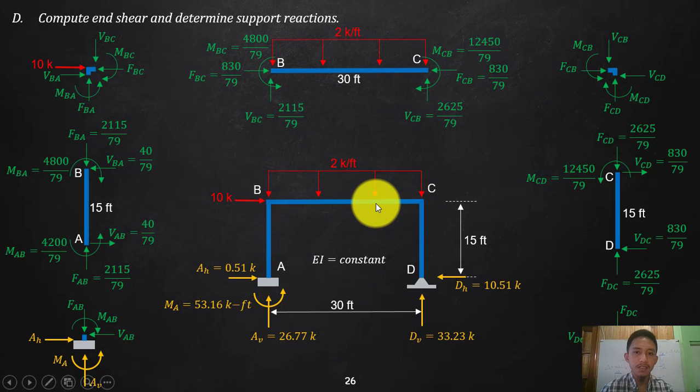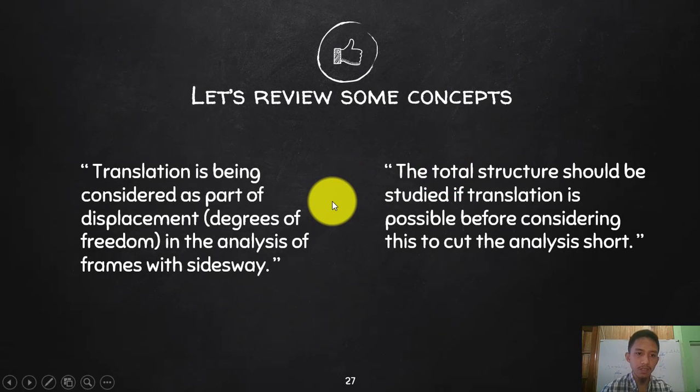The only difference of that is we will now be having your translation. So these are your important concepts. Translation is being considered as part of displacement or as part of our degrees of freedom in the analysis of frames with sidesway. And then, of course, the total structure should be studied if translation is possible before considering this to cut the analysis short.